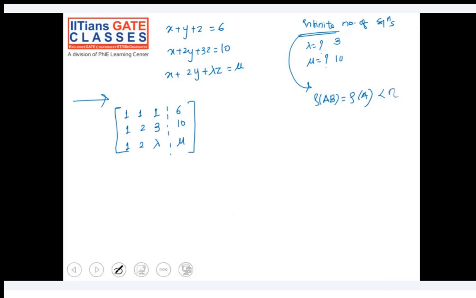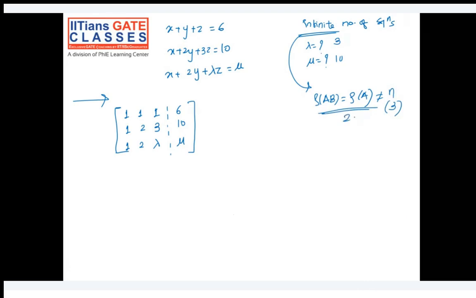Then for what values of mu and lambda is this either 1 or 2? You have to check. Okay, let's come to the solution part. What they are saying is rank is less than 3 in short. Keep this in mind: rank of A as well as AB.